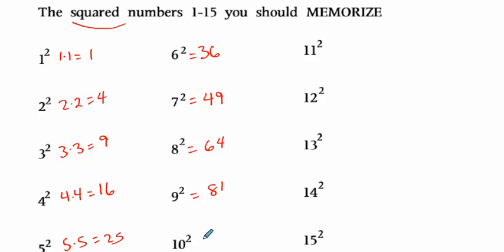81. 100. 121. 144. 169. 196. And 225. Really, you should be able to know the squared numbers 1 through 12. You should know those, okay? Because we use them so often.